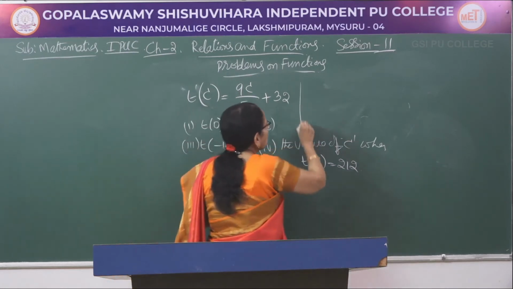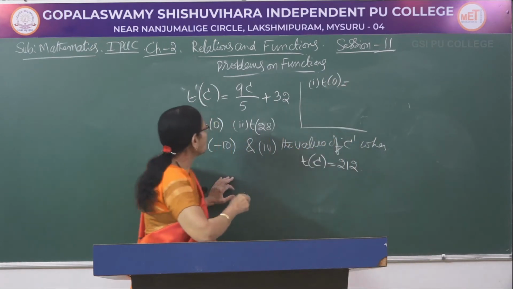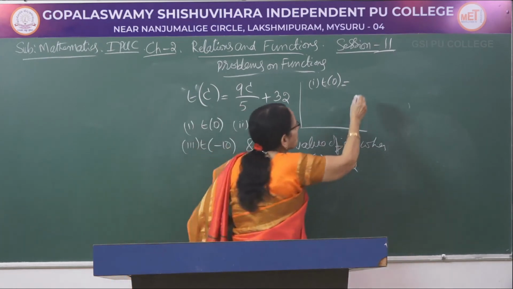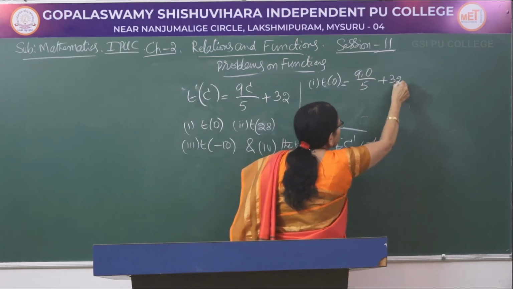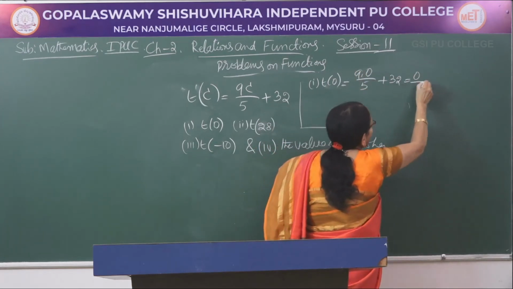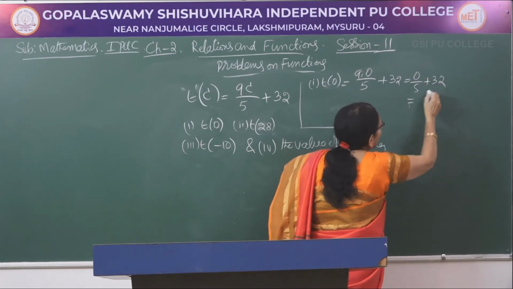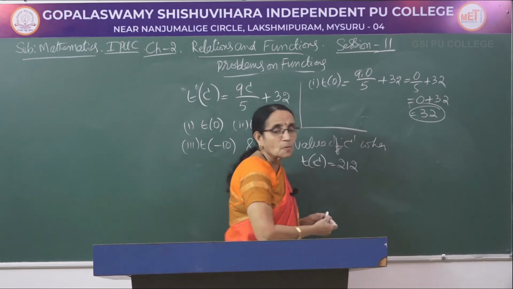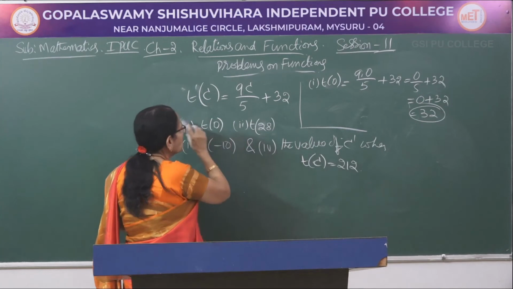Now, one by one we will calculate. First one, find out T of 0. What is C here? C takes the value 0. So, T of C means on the right hand side 9 into 0 divided by 5 plus 32. 0 into 9 is 0, 0 divided by 5 is again 0, hence this becomes 0 plus 32, or I can write the value 32.